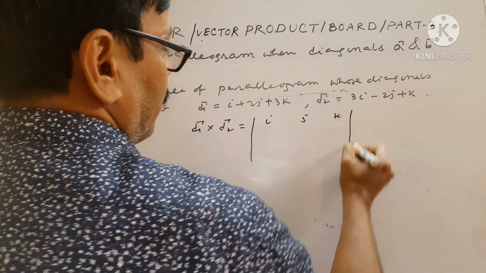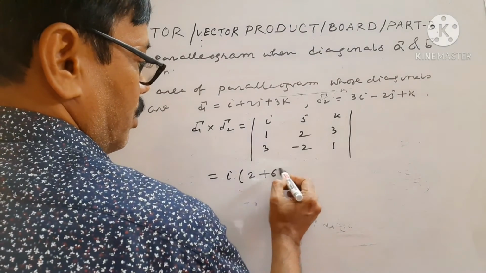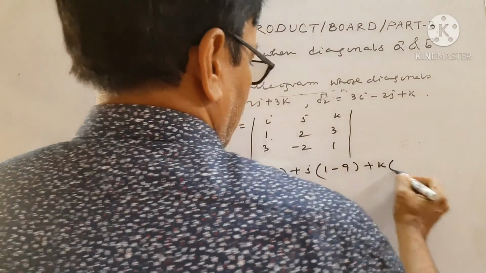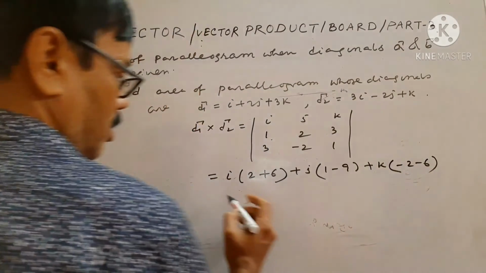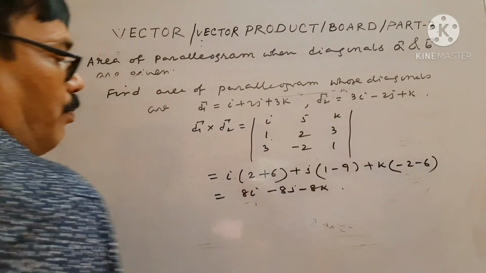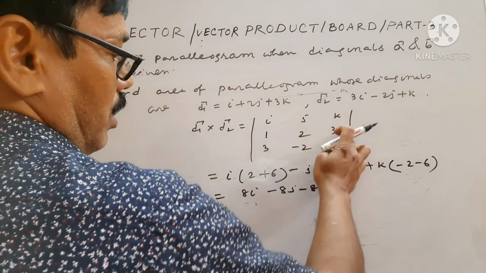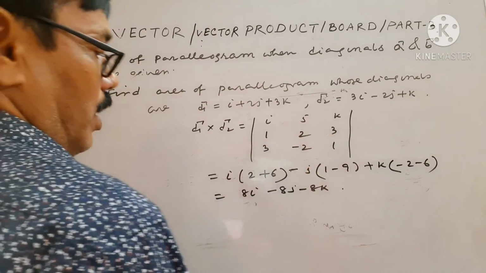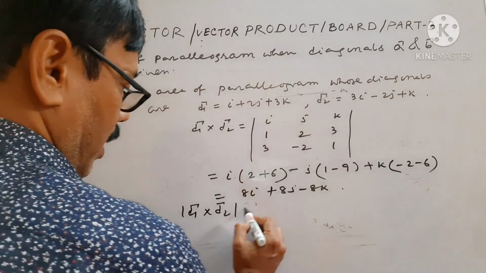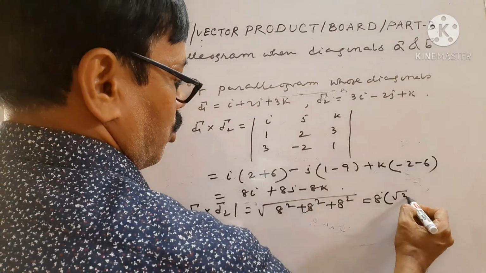So i, j, k; 1, 2, 3; 3, minus 2, 1. So i into (2 plus 6), minus j into (1 minus 9), plus k into (minus 2 minus 6). So this is 8i plus 8j minus 8k. So the magnitude of d1 cross d2 is root of 8 square plus 8 square plus 8 square, so 8 root 3.